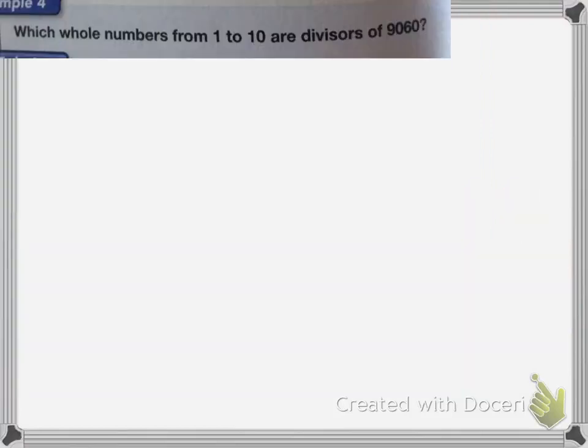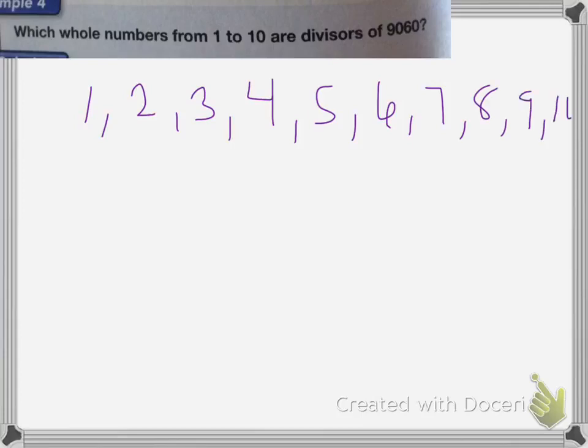So which whole numbers from 1 to 10 are divisors of 9,060? So it's asking, which of these numbers can I divide that by? And so I'm going to look. So we already know that it can be divided by 1 because everything is. My number up here has a 0 at the end of it, so I know it can be divided by 10 and 5. It's also an even number, so it can be divided by 2.